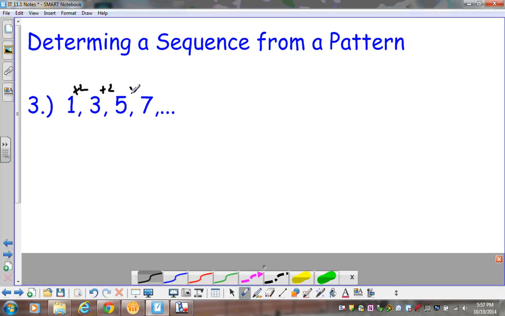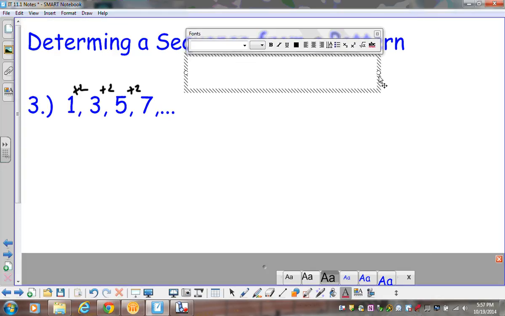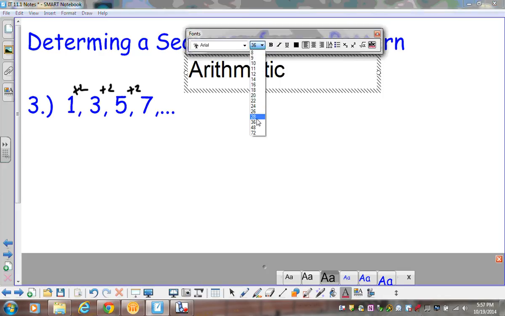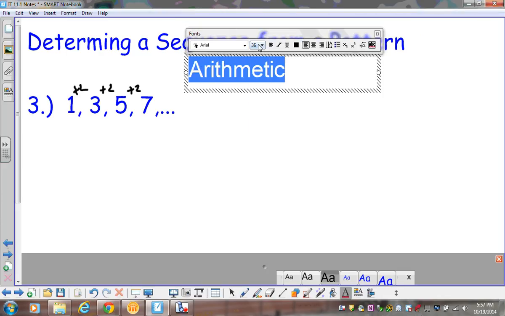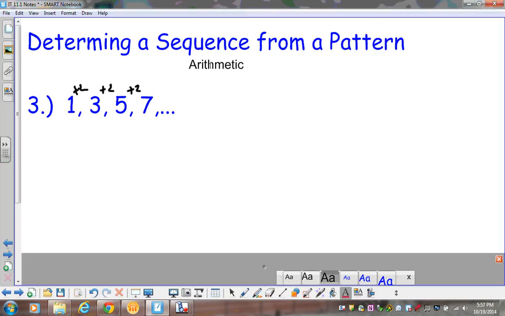To get from 5 to 7, I would need to add 2. Because I'm adding the same value each time, this would be considered an arithmetic sequence. So if we write that up here real quick, just to give you a heads up when you see it: this is an arithmetic sequence. We'll make that a bit smaller, so it's not taking up so much room. There we go.